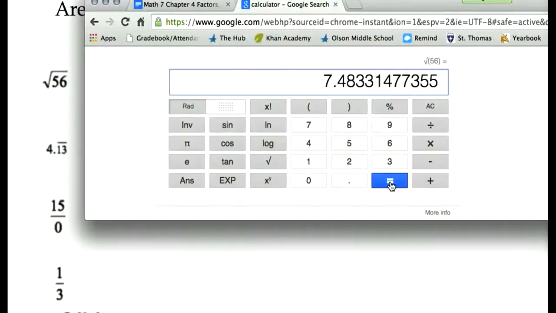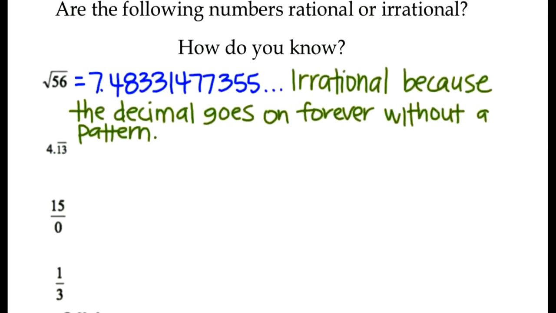7.48331477355. With that number, I can tell that it is irrational because I can assume that the decimal is going to continue to go on and on forever to the right without a pattern. There is no mathematical sequence pattern with the 0.4833147735. So that number is going to be irrational. So the square root of 56 is irrational because the decimal goes on forever without a pattern.